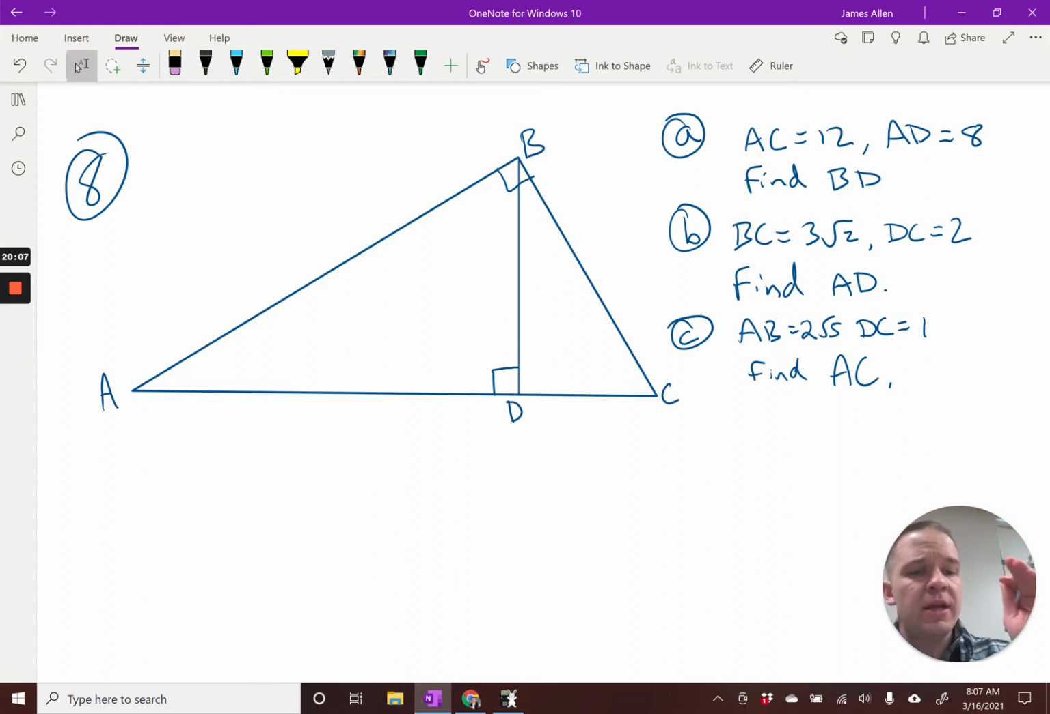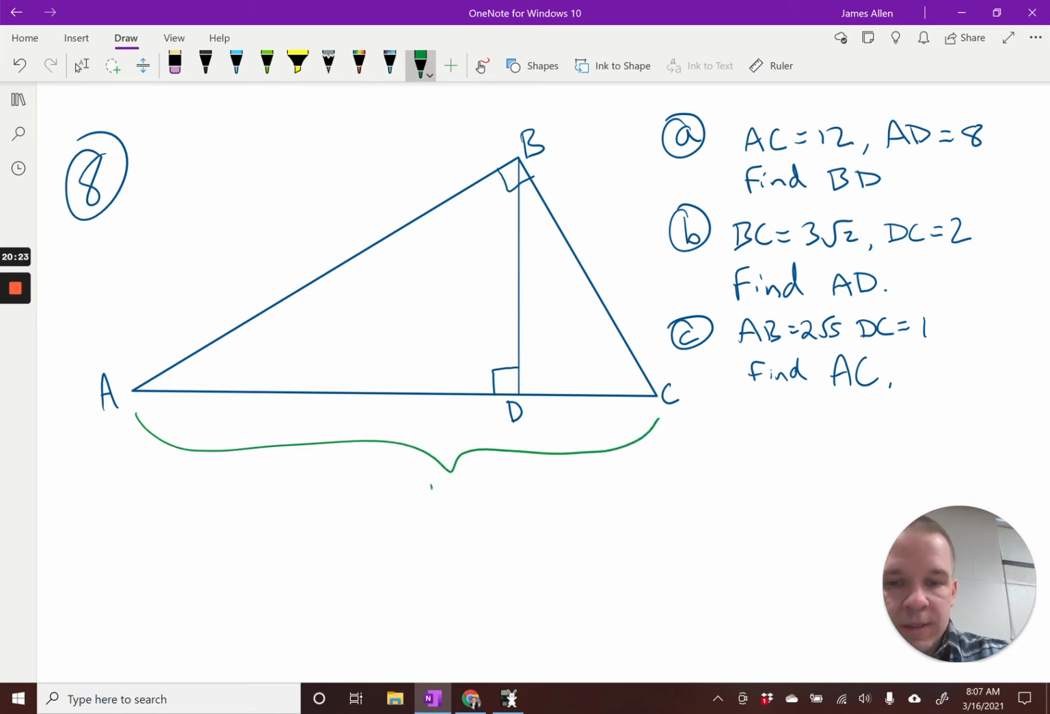Let's see here. So these are 3 individual problems, A, B, and C, okay? They're going to be done independent of one another. We're going to do one of them. I'm going to erase. Then we're going to do another one. Okay. So the first one I'm going to do is going to be in green. We got AC is 12. I got AD is 8. And then we got BD is what we want.